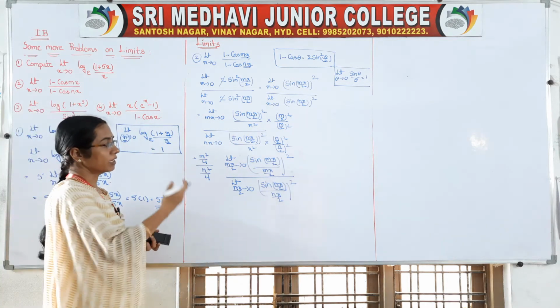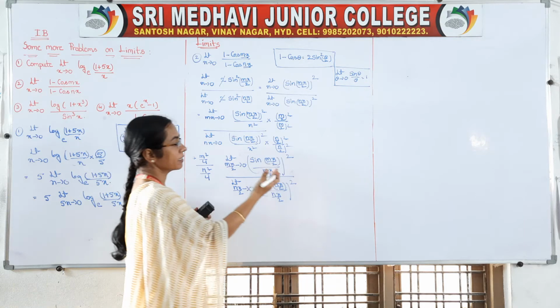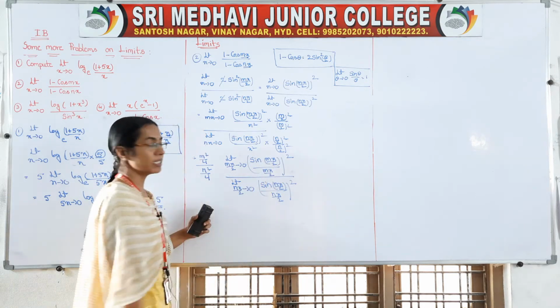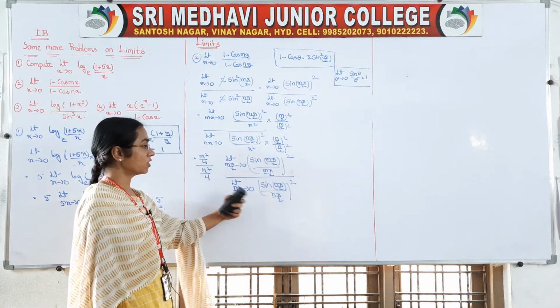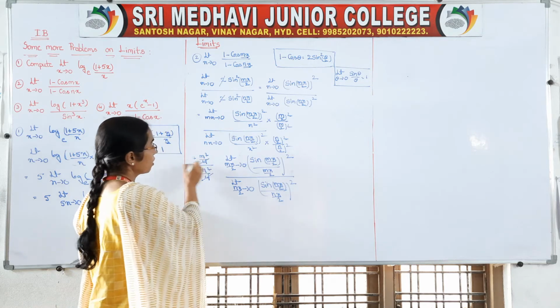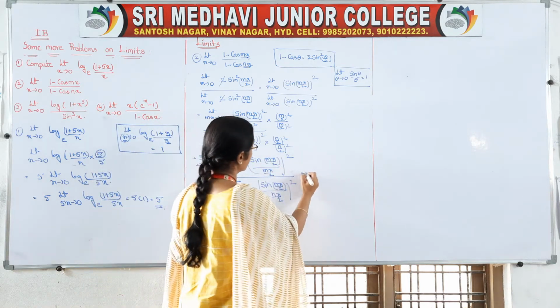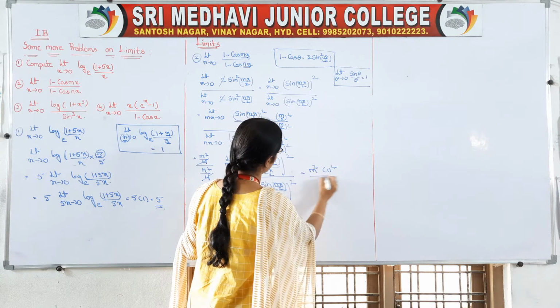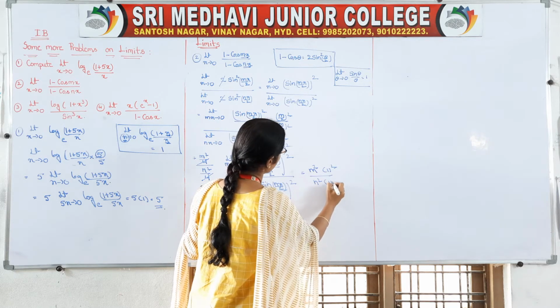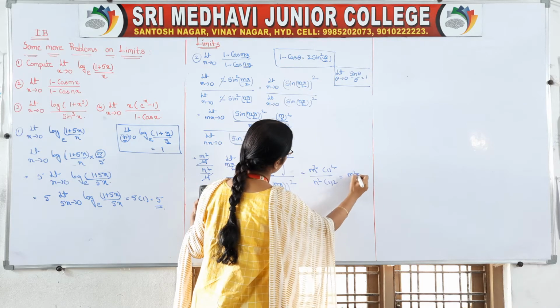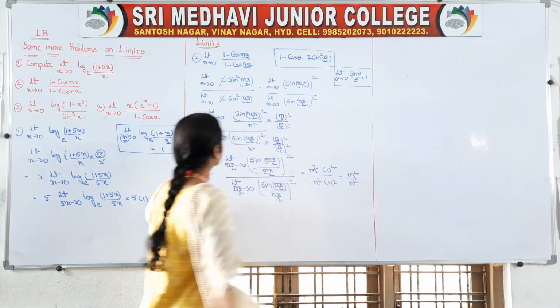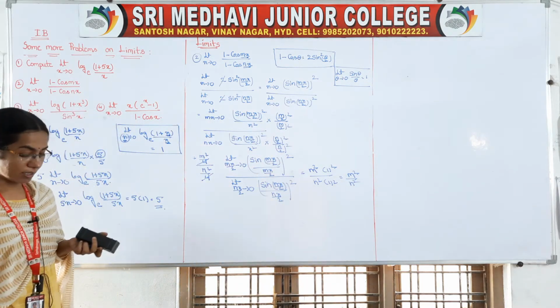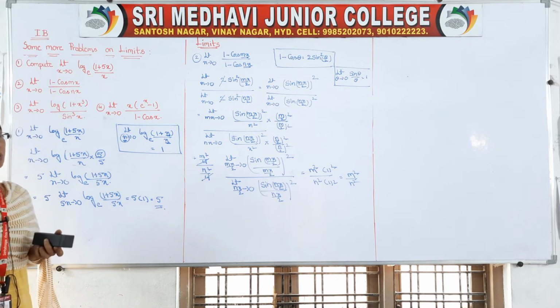So you can take the limit also inside, right? So it is 1 square, downwards also 1 square, here 4 cancels. So it is m square 1 square by n square 1 square, which equals m square by n square. That is the answer. This is your second question.